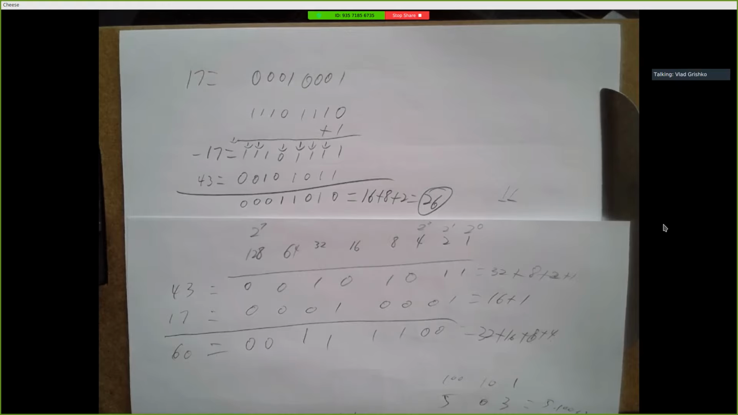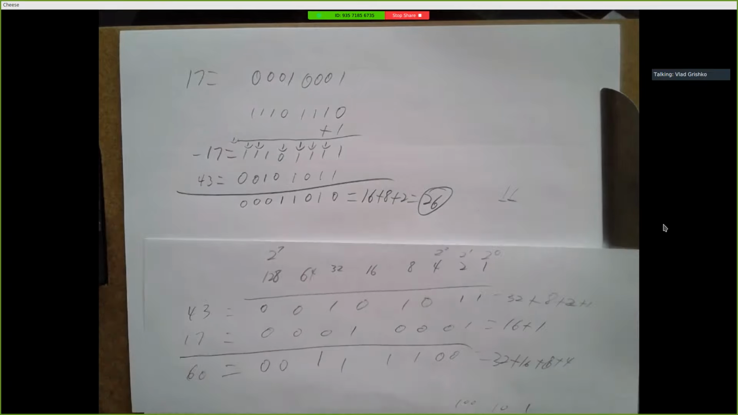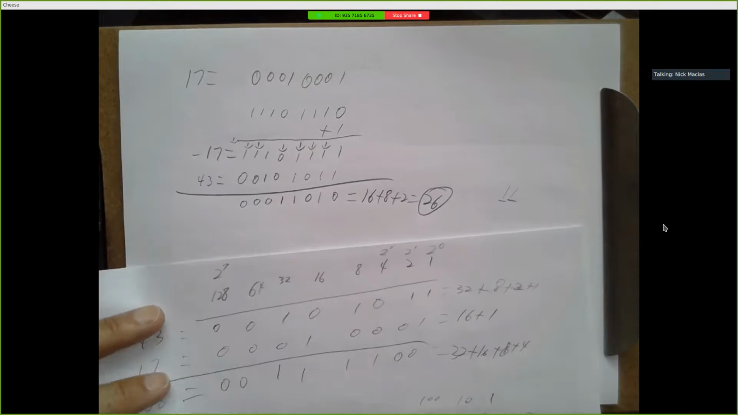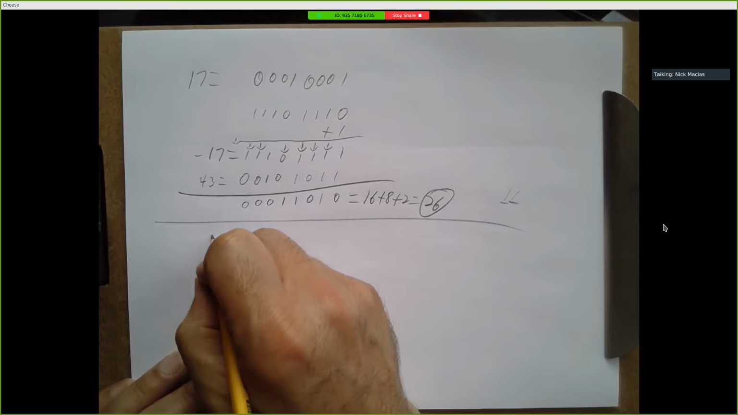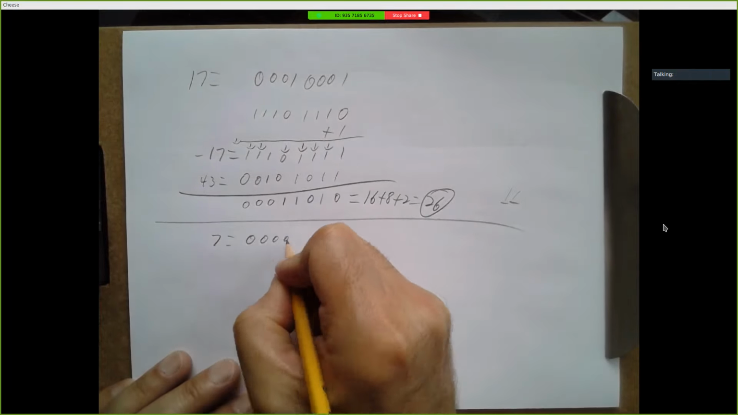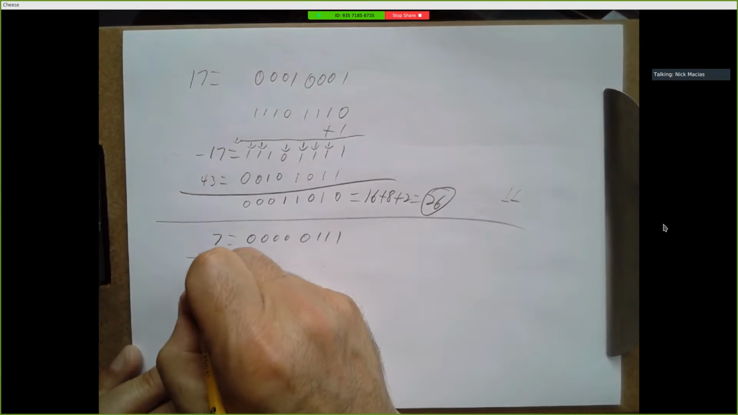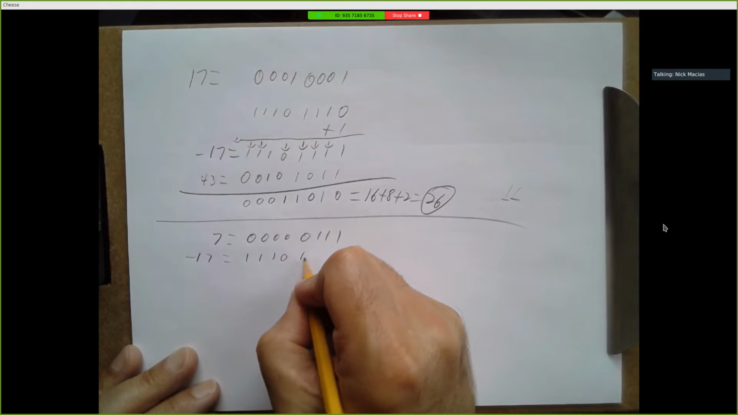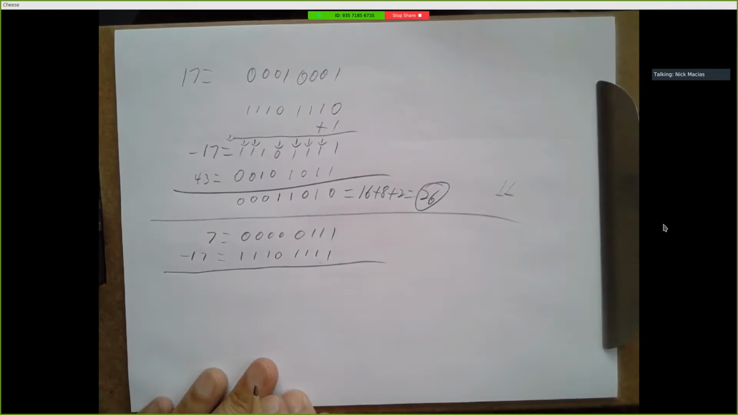Can we do an example with the negative output? With a final answer that's negative? Yes. Sure. So let's do, since we've already got negative 17 up here, let's just do 7. All right, that's the number 7. Let's subtract 17. So 17 is 1, 1, 1, 0, 1, 1, 1, 1. That's negative 17. So let's add those together.